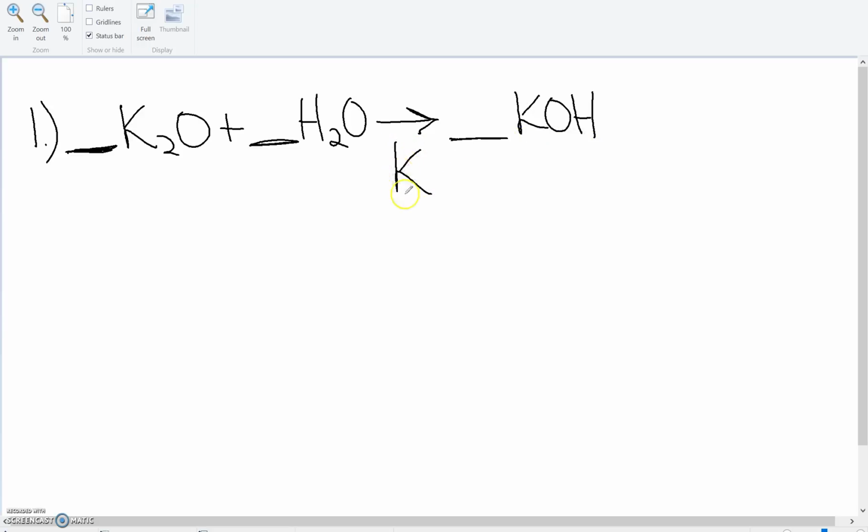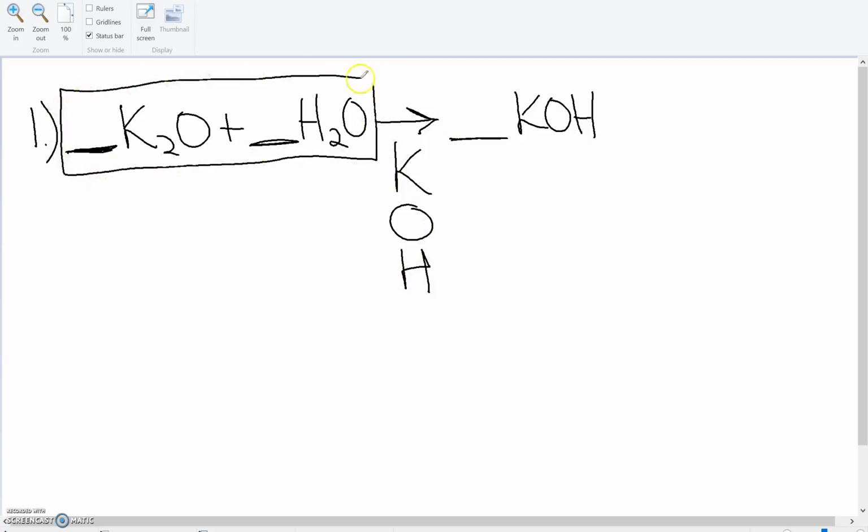So I have the elements potassium, oxygen, and hydrogen. So write that down as you're checking your bell ringer question. You're writing this down with me. The 3 elements that are present in this equation, write them right underneath that yield sign. And on the left-hand side, we have our reactants.